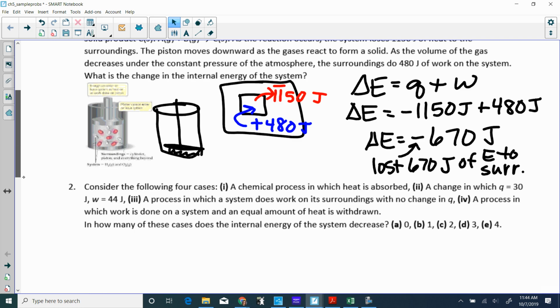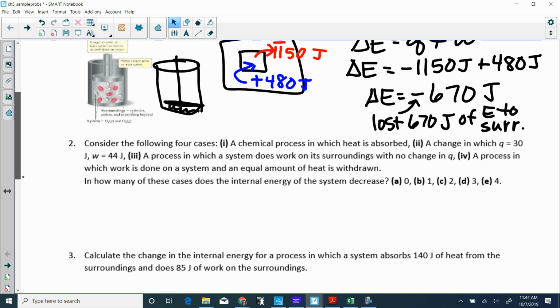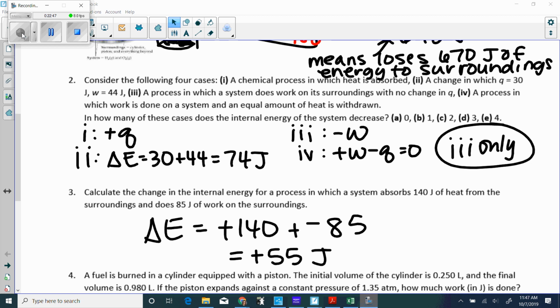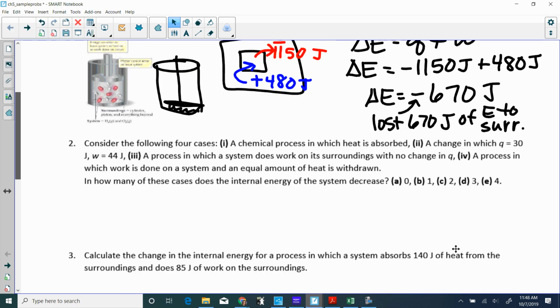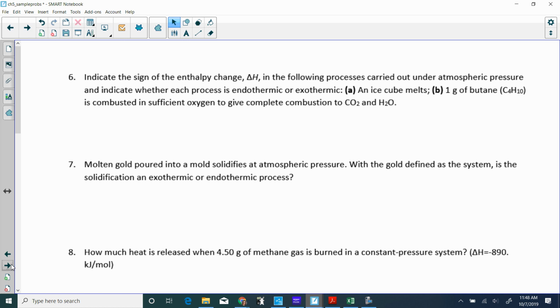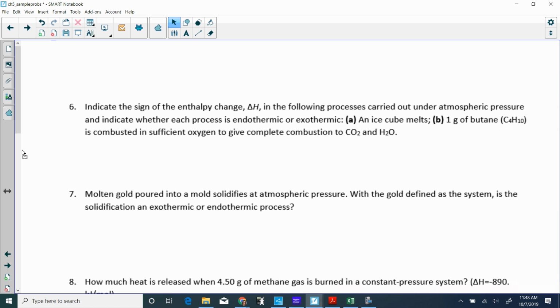Okay, with your battle buddy, go ahead and do number 2. Reading comprehension. Read carefully. Negative has to be I. I is a positive heat. I, if you math it out, is positive 74, and IV talks about it being the exact same. So the one for sure is I. Okay, flip it to number 8. Find number 8. I'm going to show you an enthalpy problem.